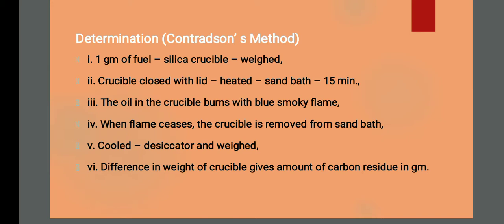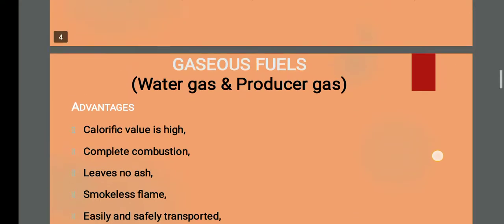Then you cool the crucible in a desiccator. After cooling, you weigh the crucible. There will be a difference in weight from the first weight we took and the weight now. This difference gives the weight of the carbon residue present in the sample. Is it clear for you? Remember this point: if carbon residue is found to be least, the quality of the fuel is found to be best. Is it okay? Next I'll go with gaseous fuels.